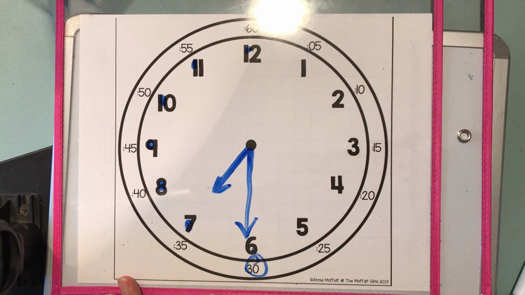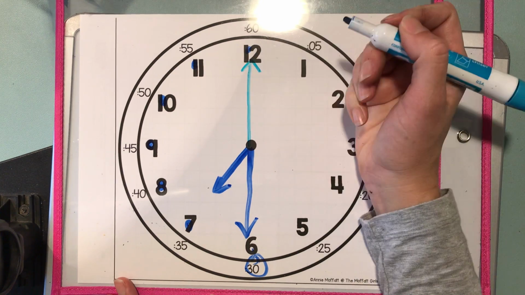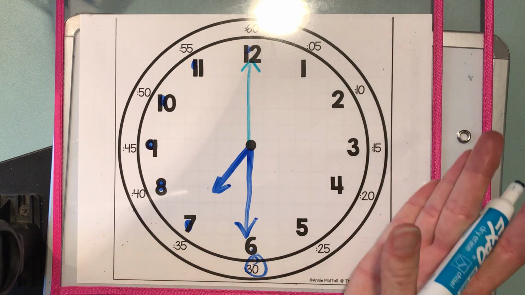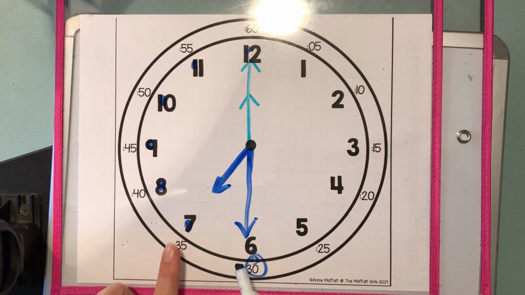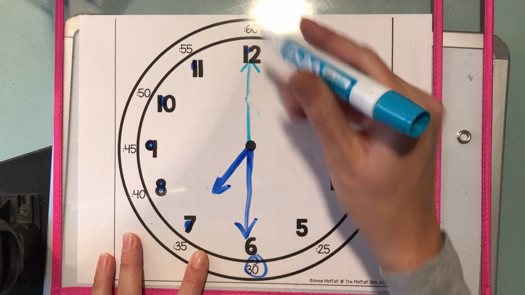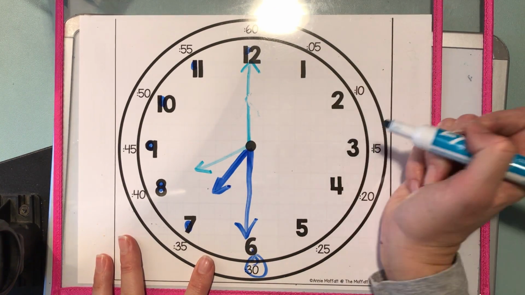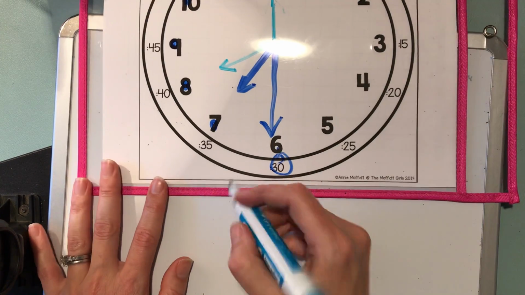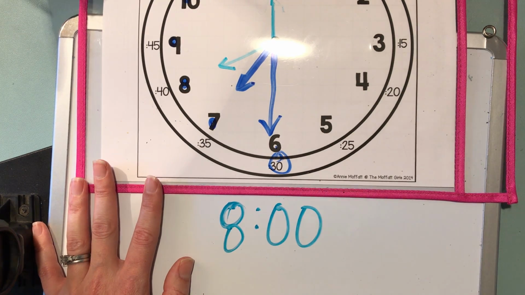Ooh, I got all the way to 12. What does that mean? Does anybody know? It means we're starting a new hour, right? We're starting a new hour. So we are now at 8 o'clock. So our digital time would look like this, 8 o'clock.